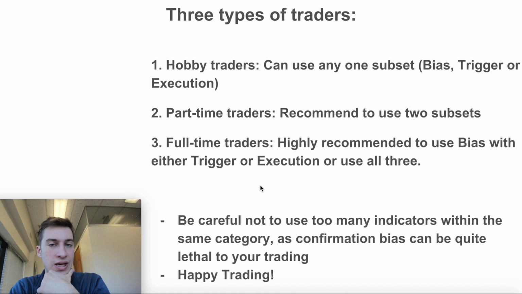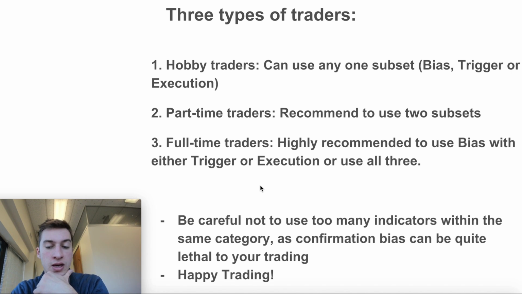I don't personally know too many full-time traders who just use one indication, who just use, let's say, EMA crossover, or just use RSI oversold, overbought. That's not a bad way to trade, but if you're trading full time, then you're going to want to have more information about the market that you're trading. So that's why I say that you want to combine bias with either trigger or execution, or you could just use all three.